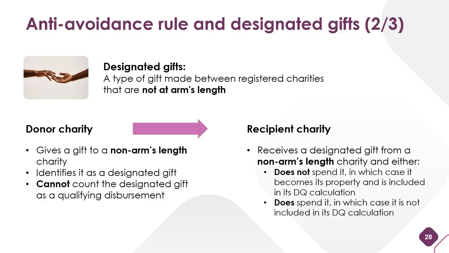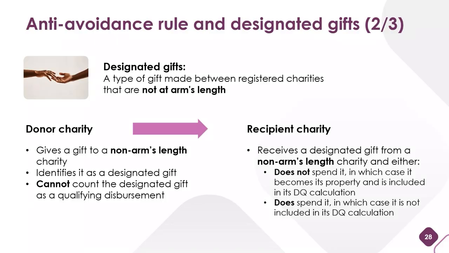A designated gift is a type of gift made between registered charities that are not at arm's length, that are related. So, a donor charity gives a gift to a non-arm's length charity, identifies the gift as a designated gift, and then cannot count this gift as a qualifying disbursement. The charity must therefore make other qualifying disbursements.